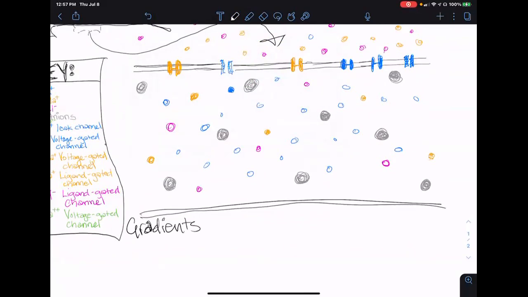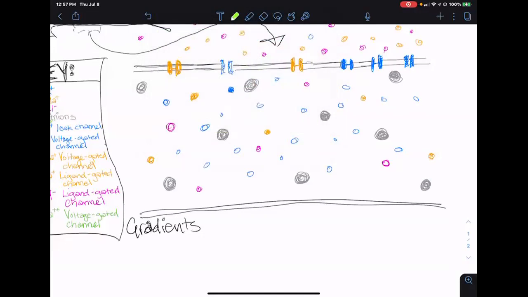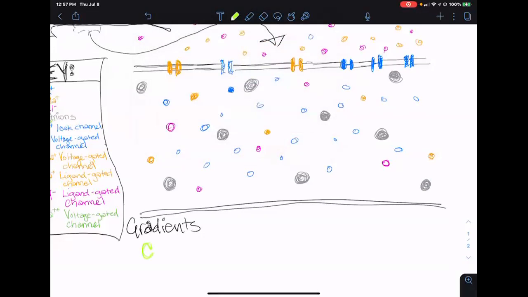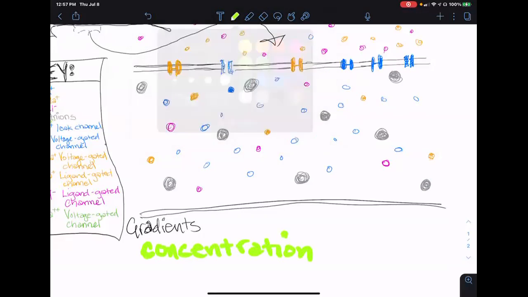The first gradient we're going to talk about is the concentration gradient. We'll make this a limey green color. All right, so let's talk about the concentration gradient for each one of these. Concentration is how much we have in each one of these places here.